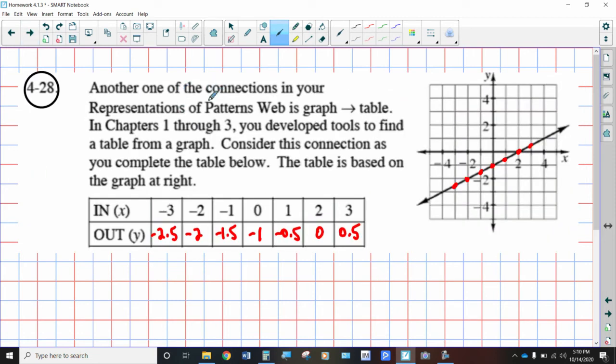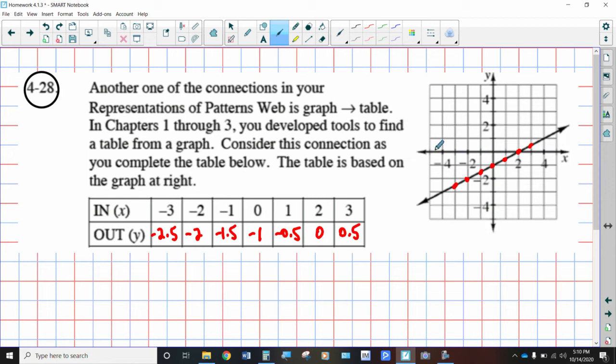Another one of the connections in your representations of patterns web is a graph-table connection. In chapters 1 through 3, you developed tools to find a table from a graph. So consider this connection as you complete the table below. And I'm going to take one step further and write the rule for this situation.